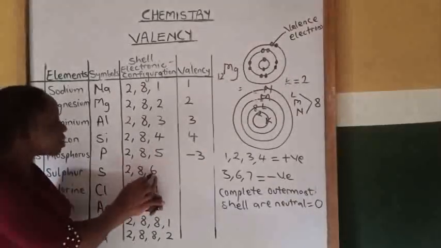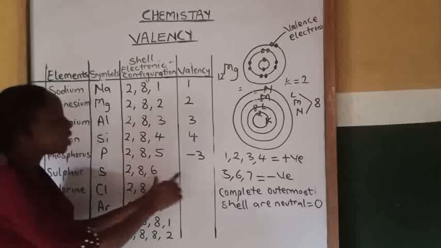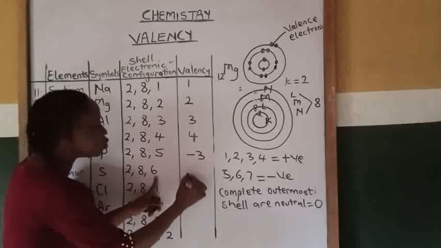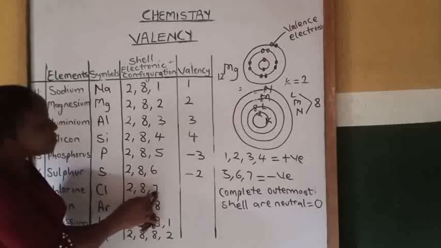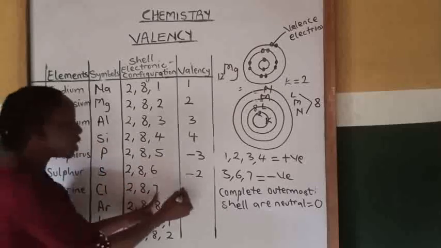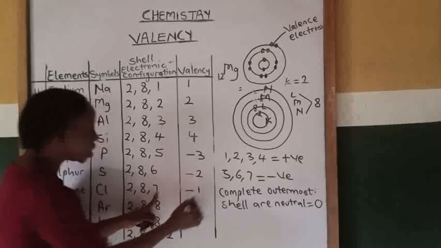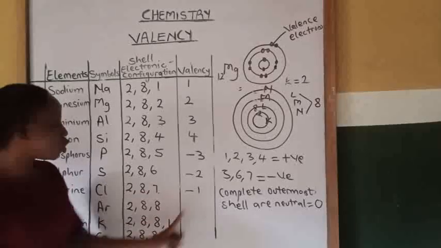So let's come to this place. For this one to complete that 8 electrons, it needs 2 more electrons. So the number of valency will be -2. Then those with 7 valence electrons need 1 more electron to complete their shell. So therefore this one will be -1. It needs 1 more to complete that 8. So the valency is equal to -1.